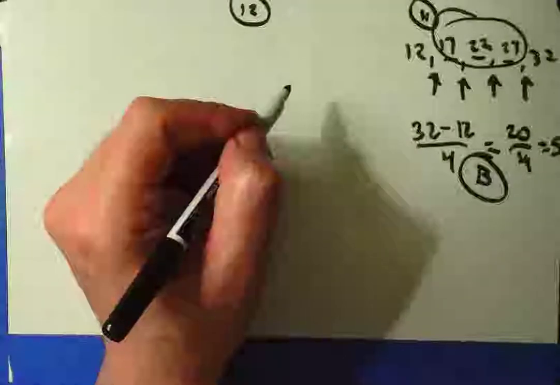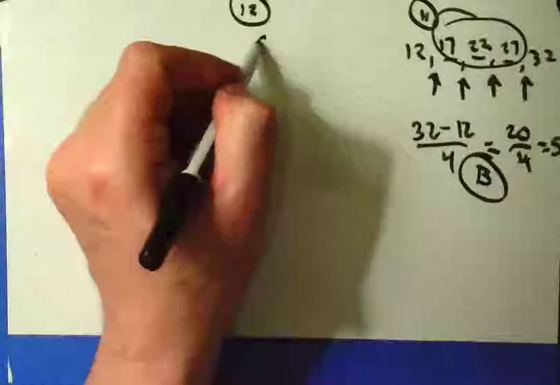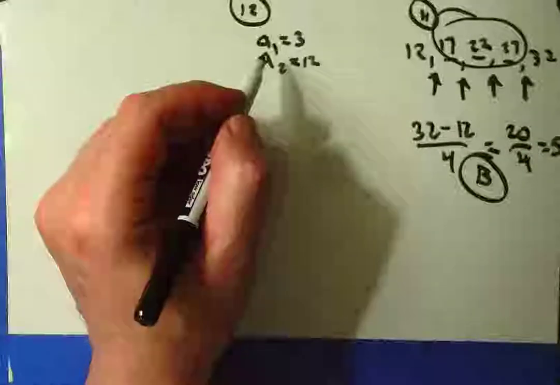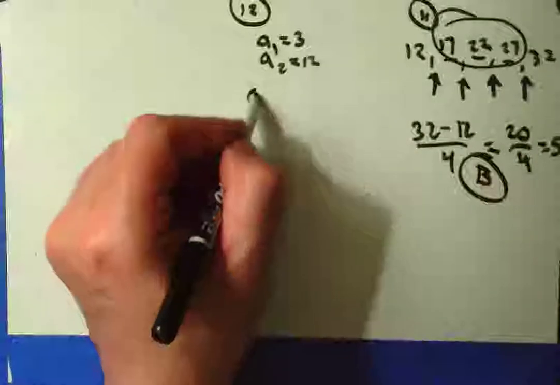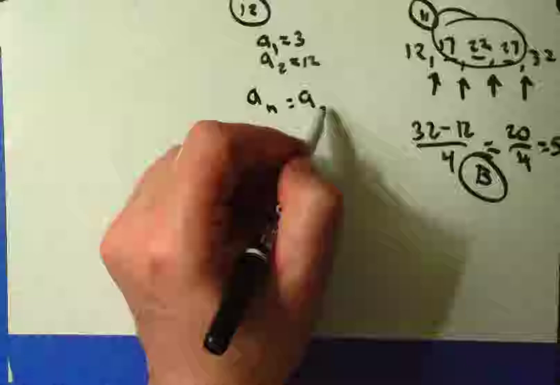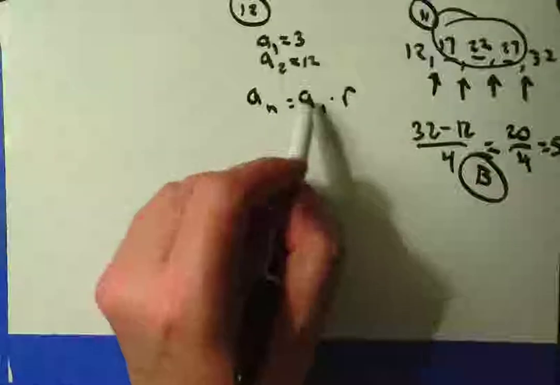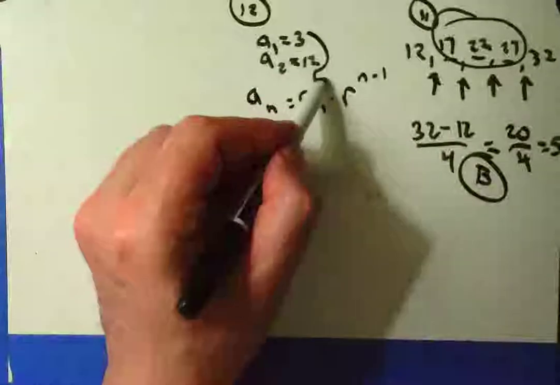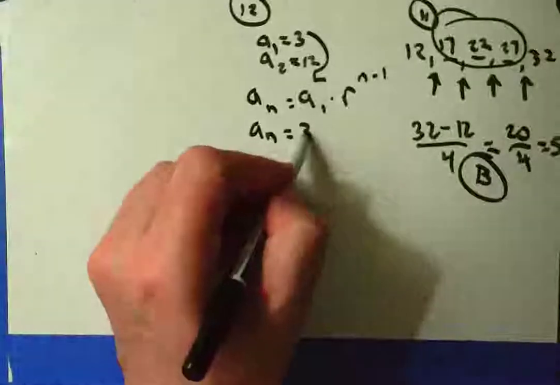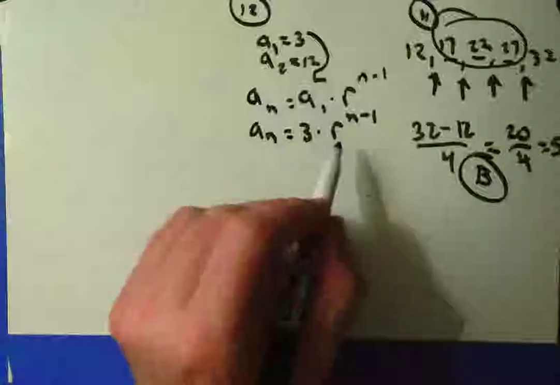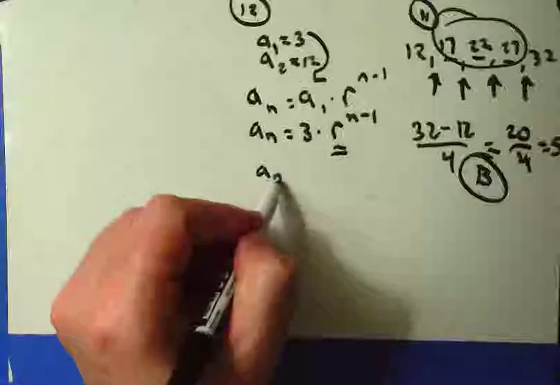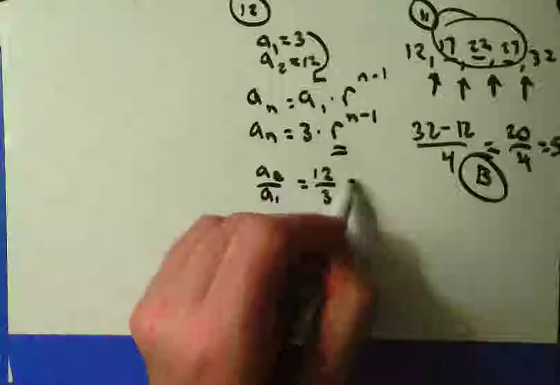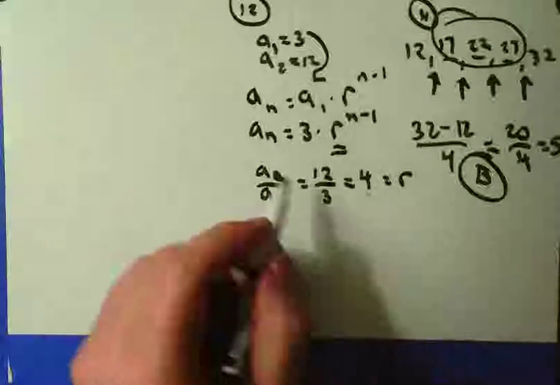First and second terms of a geometric sequence are 3 and 12. So a sub 1 is 3 and a sub 2 is 12. And we want to know the 24th term. Well, remember the formula for a geometric sequence: a sub n equals a sub 1 times r to the n minus 1. Well, we know a sub 1 is 3. I can plug that in right away. A sub n equals 3 times r to the n minus 1. And how do I find r? Well, I can find r by doing a sub 2 divided by a sub 1, which in this case is 12 over 3, or 4. So I know my r value is 4.